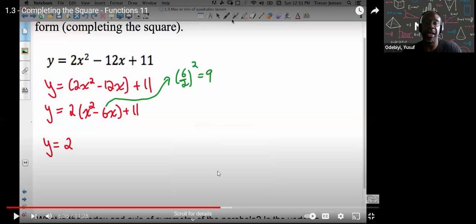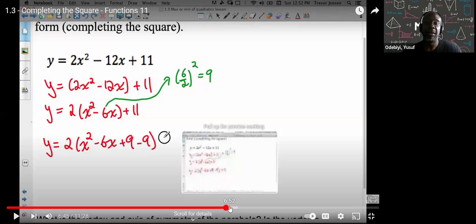That's what he's showing you. It's gonna be 9. I subtract 9 because I'm gonna add 9. That's another fancy way of adding 0. Then I have plus 11 on the outside. Okay.